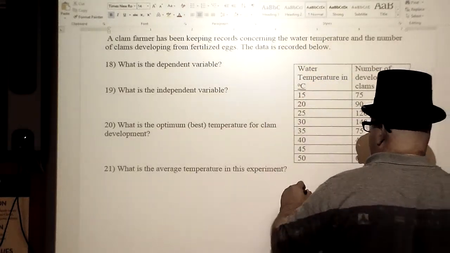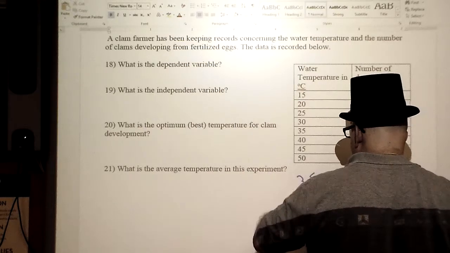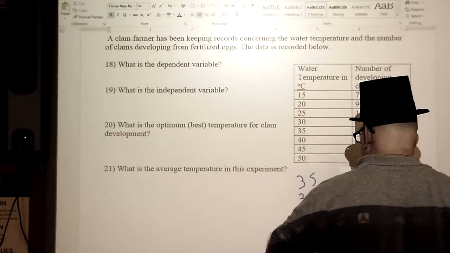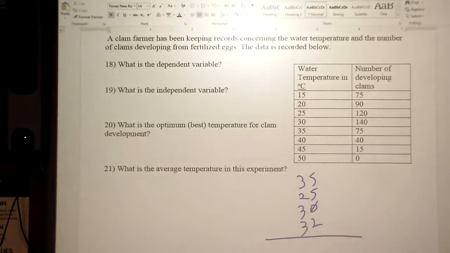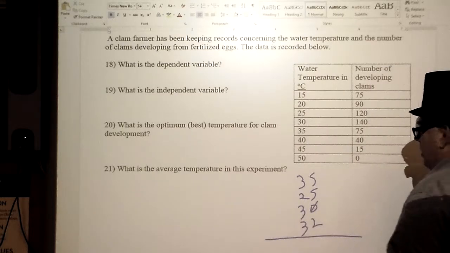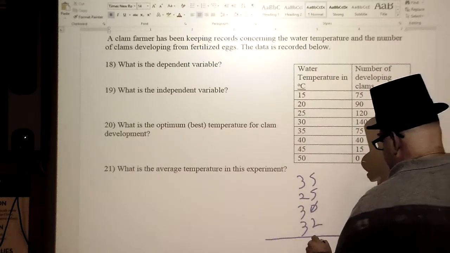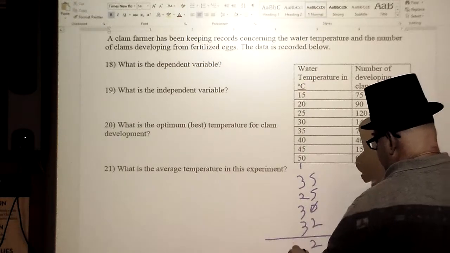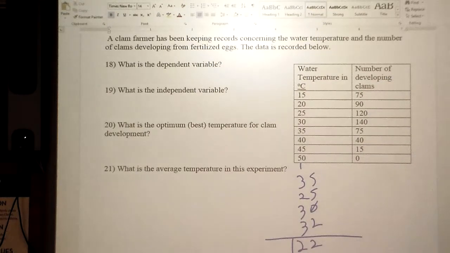I'm going to make a quick chart here. Let's see, at 35, 25, 30, and 32. So I'm going to show you how to do an average here. So I've got four numbers. Okay, 5 and 5 is 10, plus 2 is 12, 1 and 3 is 4, and 2 is 6, and 3 is 9, and 3 is 12. So I'm adding those up, okay? So I have my total.